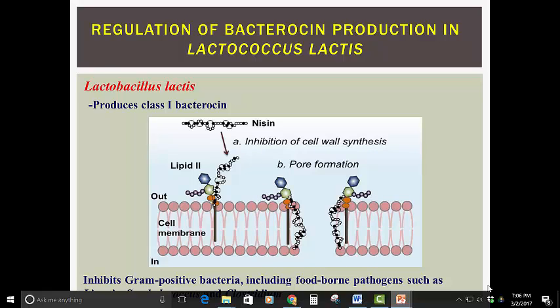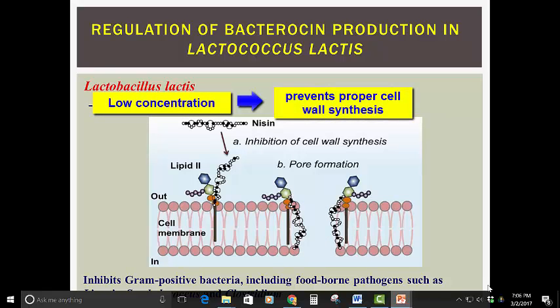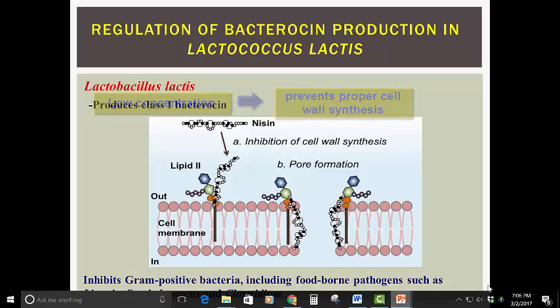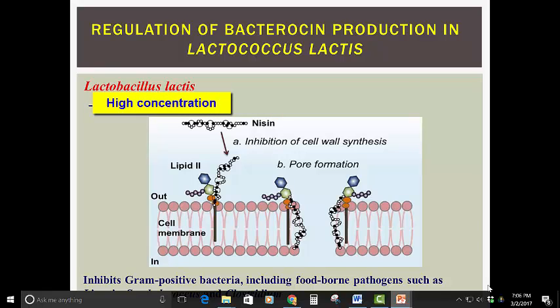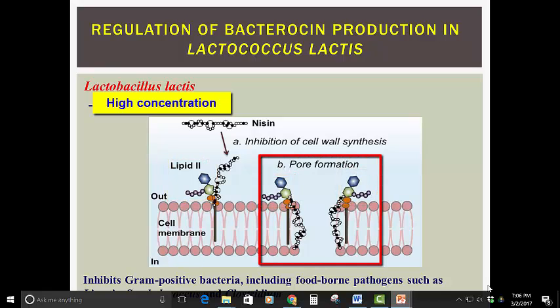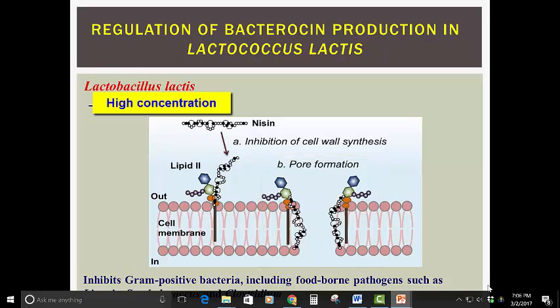Both mechanisms are facilitated by the binding of the nisin molecule to lipid II, which is the main transporter of peptidoglycan subunits, the building blocks of the bacterial cell wall. At lower concentrations, nisin prevents the proper cell wall synthesis, which leads to cell death. At higher concentrations, nisin binds lipid II, which initiates membrane insertion and pore formation, which leads to the leakage of cellular components such as ions and ATP.